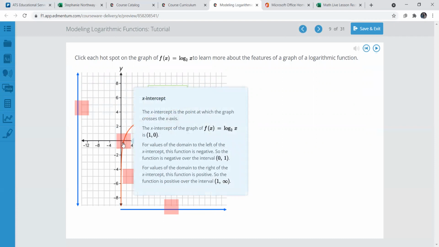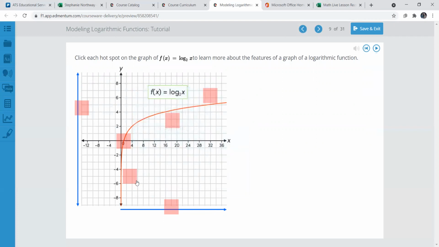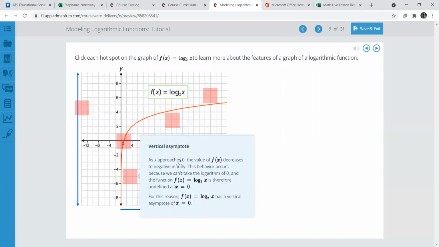The x-intercept. That means it is touching the x-axis. It's the point at which the graph crosses the x-axis or touches the x-axis. So think of it as the point going through the x-axis, touching it, crossing through, something along those lines. All right, let's click this part.